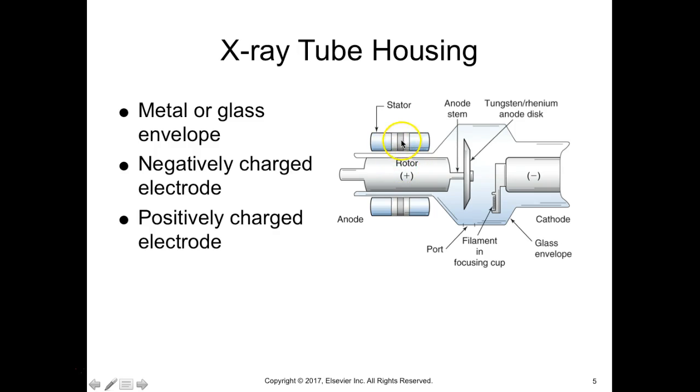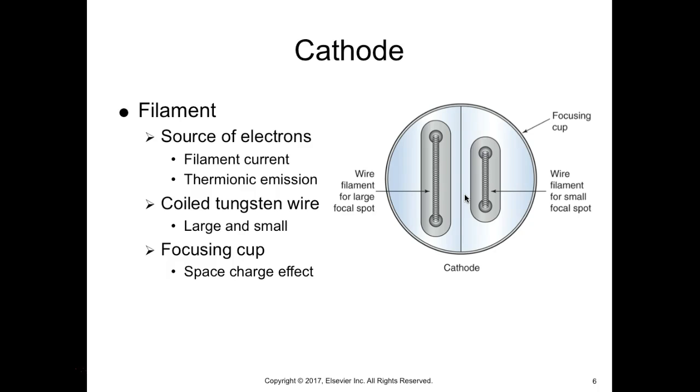There's also the positively charged electrode, which is the rotor, and it has the stator, which is an induction motor. So it uses magnets to spin the anode. This is the anode here. This is the anode stem, and the anode is made up of tungsten and rhenium on the disc, and we use the two different metals to help with the heat dissipation and the expanding and contracting of that anode.